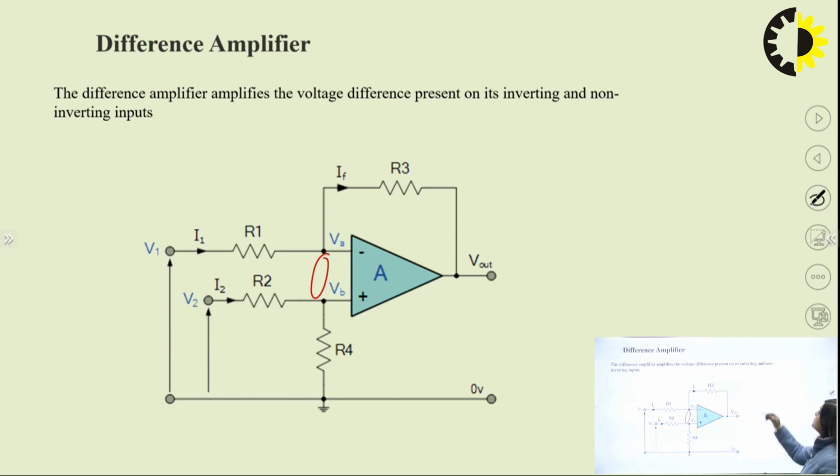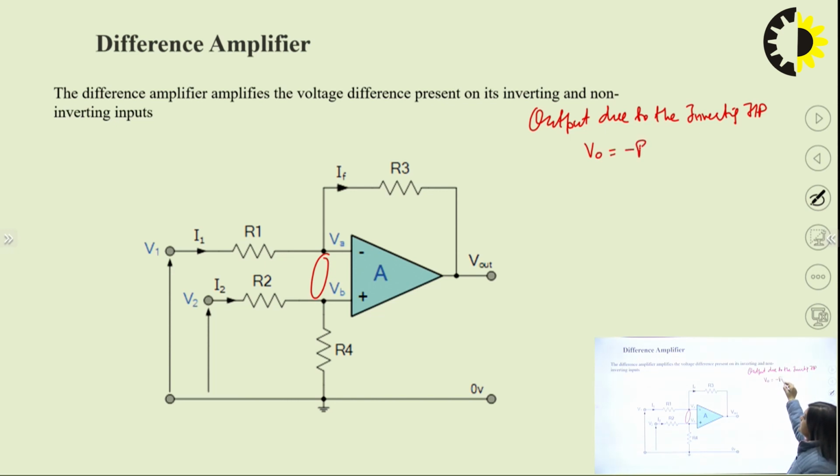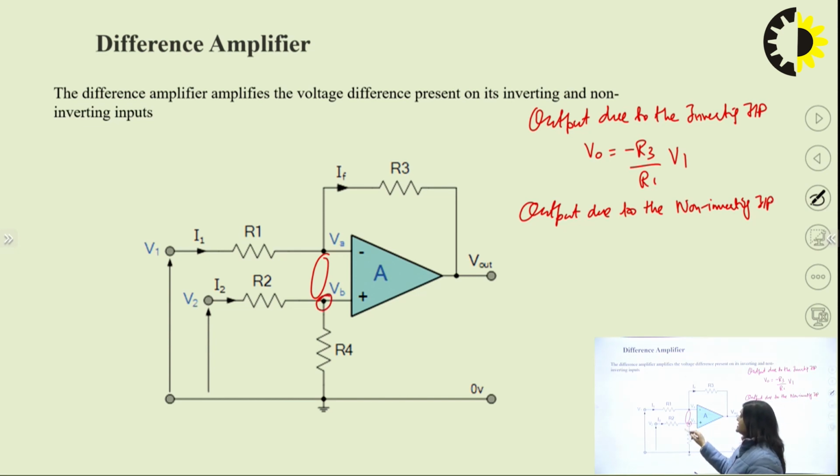So the output due to the inverting input is minus R3 upon R1 multiplied by V1, and the output due to the non-inverting input, so we have to take the voltage at this point.